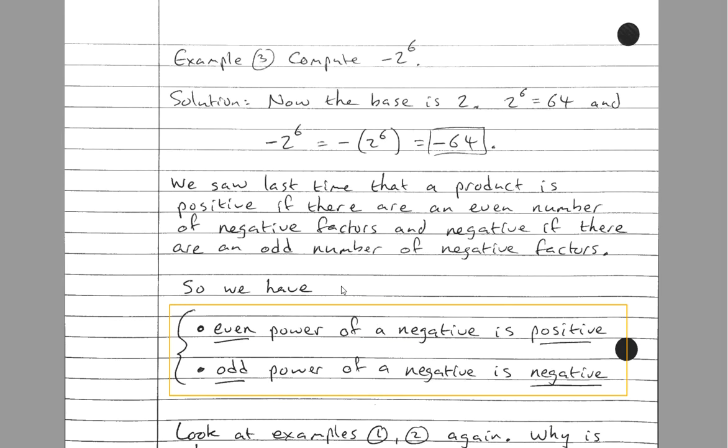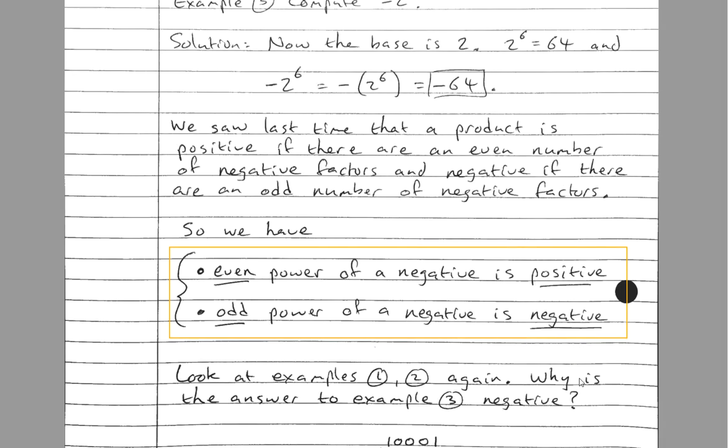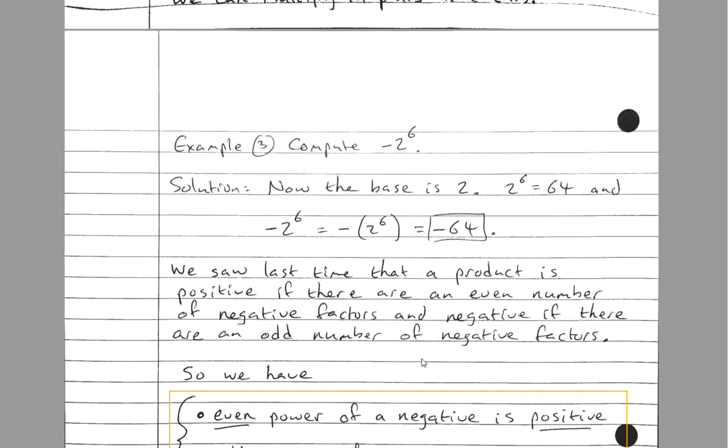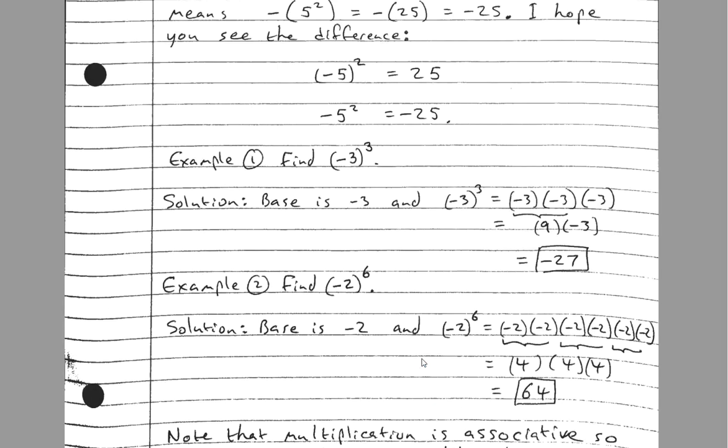All right, so working out the sign of the power of a negative number is easy. If you have an even power of a negative number, that'll always be positive. If you have an odd power of a negative number, that will always be negative. So yeah, that's kind of a shortcut. We can go back to our examples.